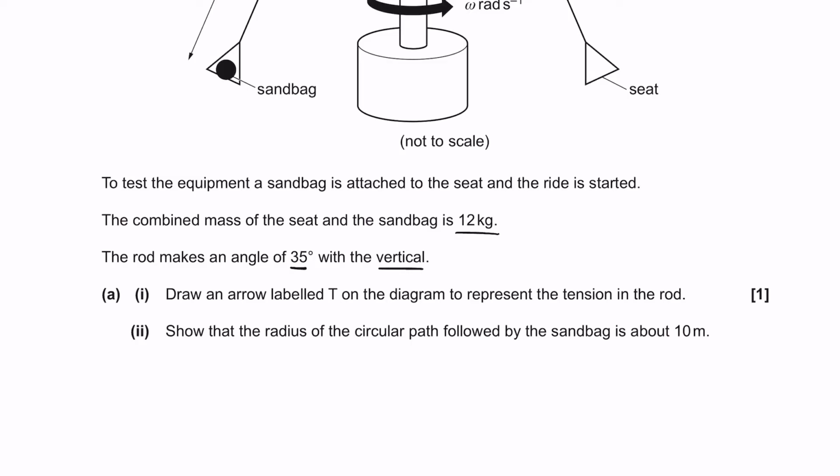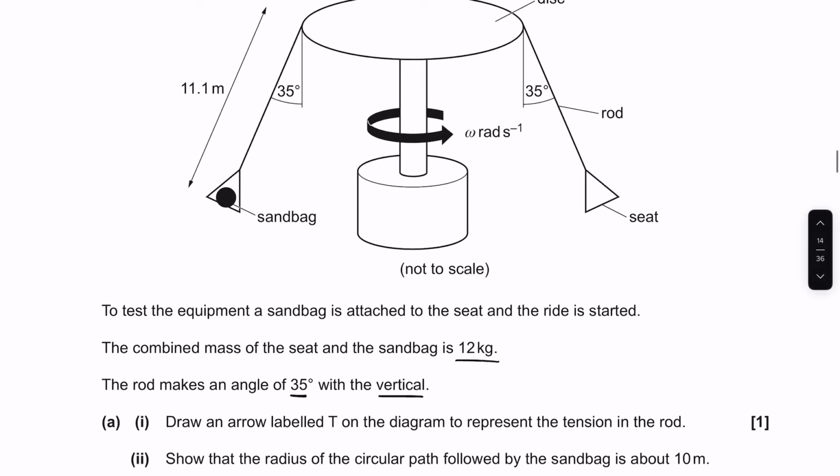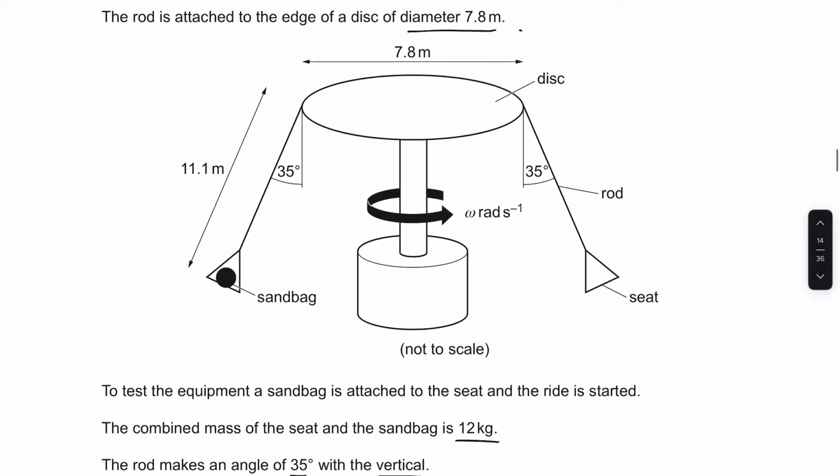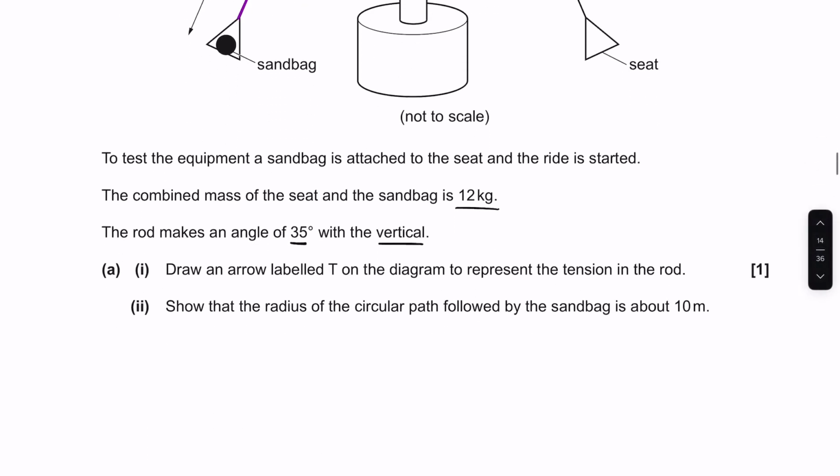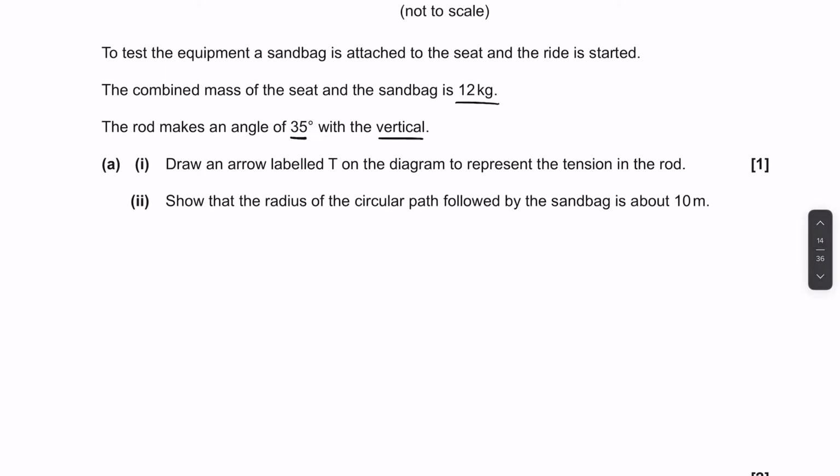Draw an arrow labeled T on the diagram to represent the tension in the rod. So that would just be along the rod, like so, and like so as well. So I'm just going to draw 2 arrows, although one is sufficient. It will be the same on the other side as well. So show that the radius of the circular path followed by the sandbag is about 10 meters.